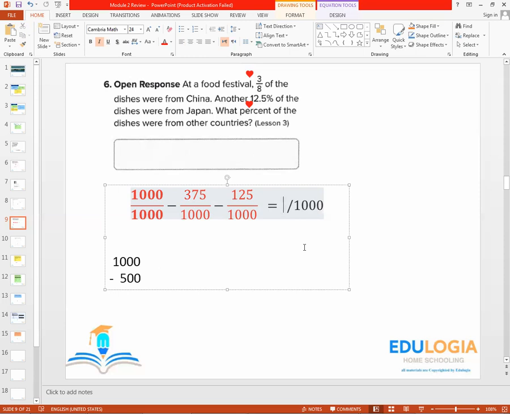You can write it on the board also. Let me write it here to make a new fraction. What percent of the dishes were from? Okay, he needs percent also. Percent. We have 10 minutes.